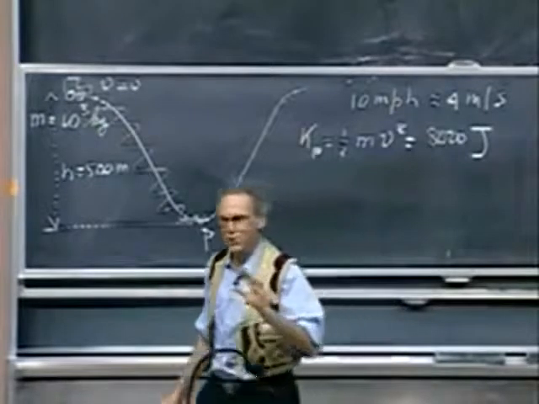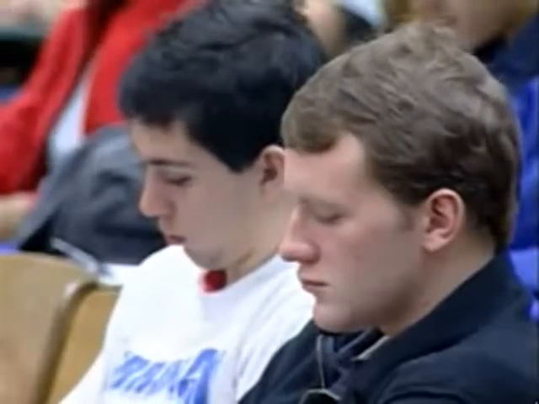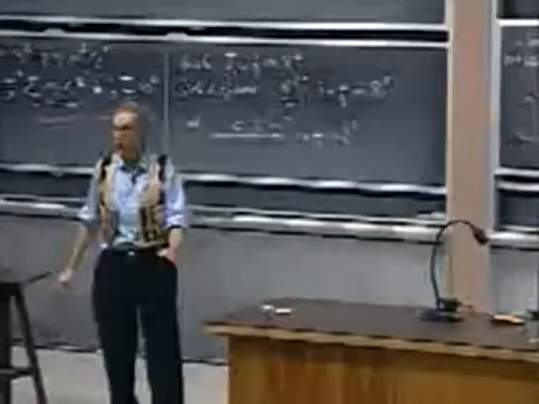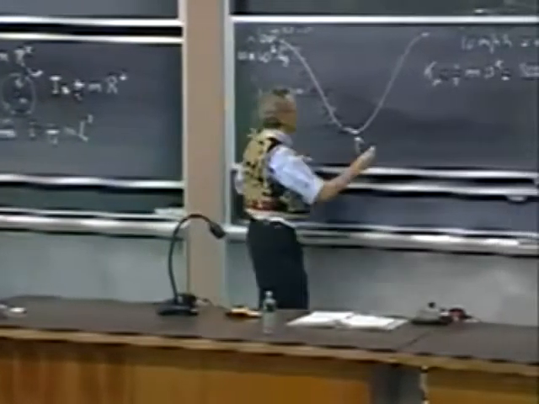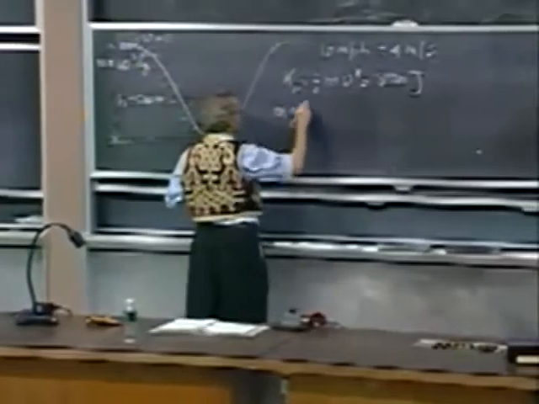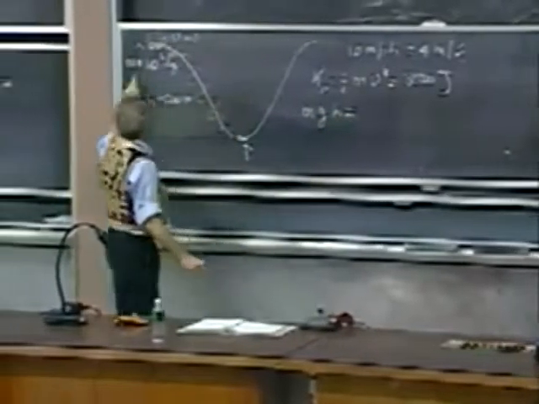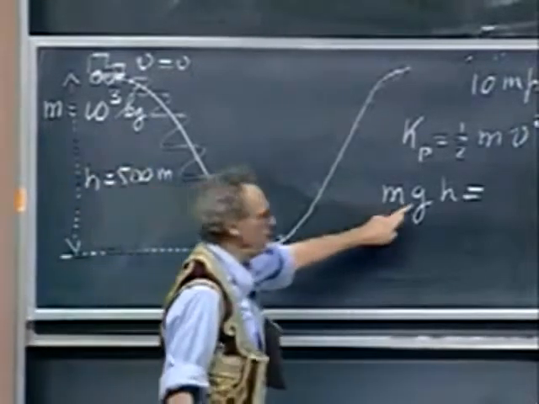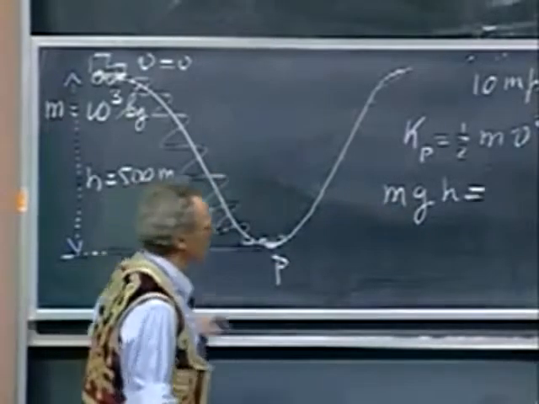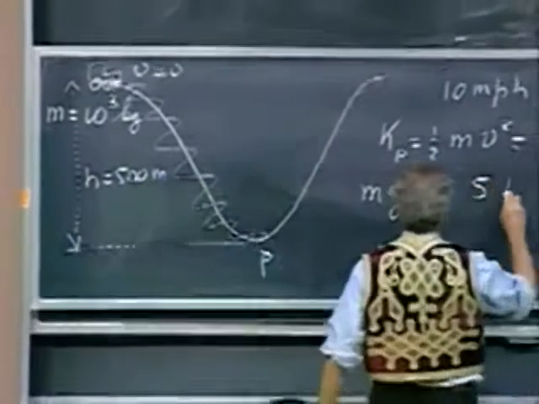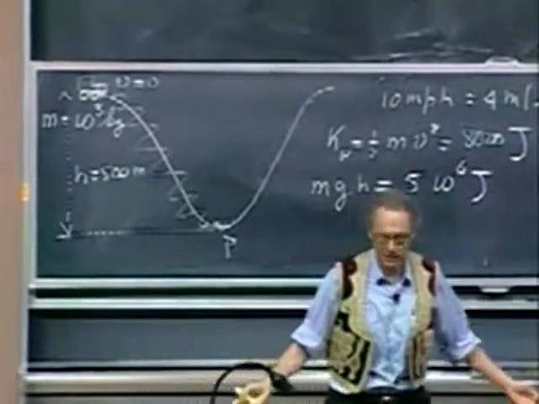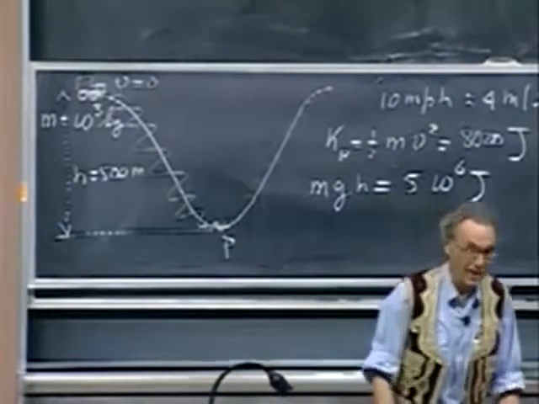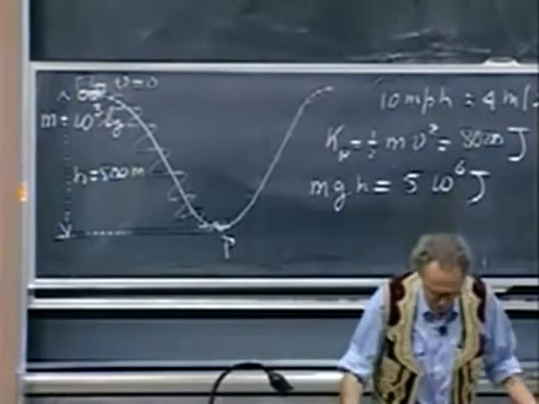Now compare this with the work that gravity did in bringing this car down. That work is mgh. And mgh is a staggering number. 1,000 times 10 times 500. That is 5 million joules. And all of that was converted to heat using the brakes. It actually even gives you wear and tear on the brakes.